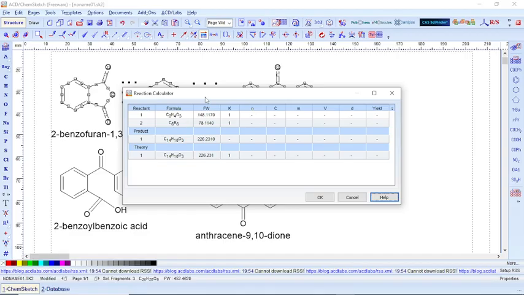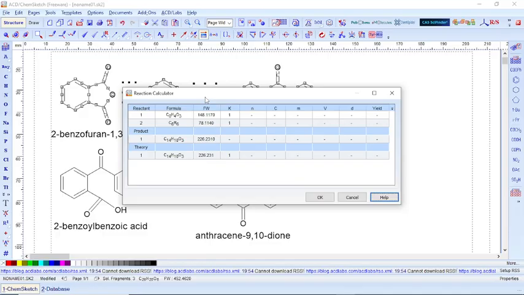Now, once you click there, what are you seeing at this point? If you can see the screen, what are you seeing at this point? How many reactants are you seeing there? How many reactants are you seeing on my table?